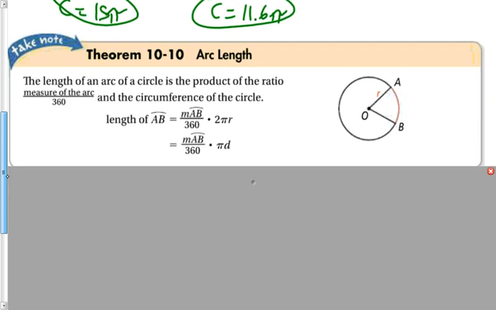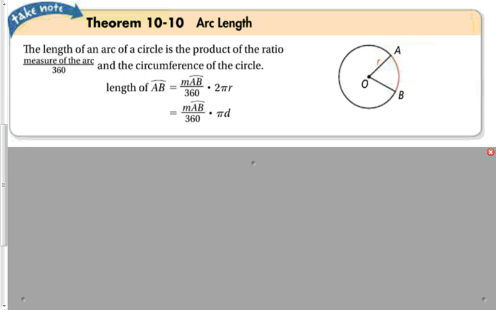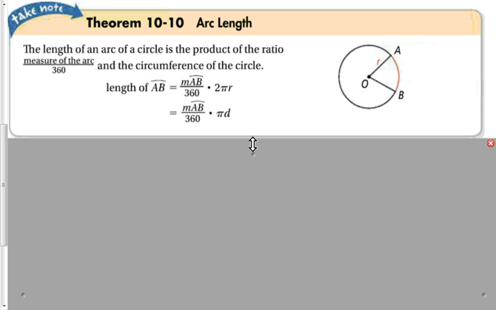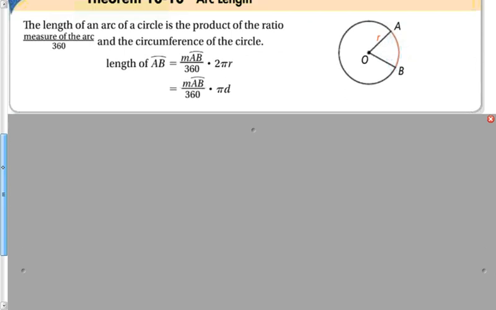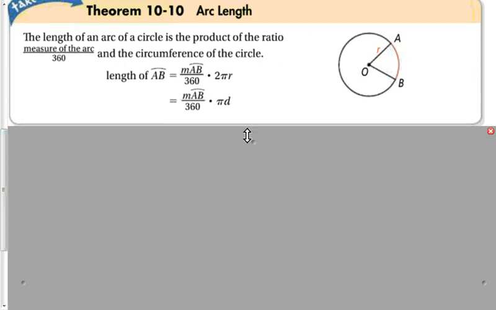Now, if you're trying to find the measure of an arc, you're going to actually use the circumference. The measure of an arc is not supposed to be something that's challenging. Just think about it as you're taking a chunk of the circumference. Whatever fraction of the whole circle you're taking, you'd be taking that fraction of the circumference. So the theorem says the length of an arc of a circle is the product of the ratio measure of the arc over 360, so the fraction of the arc, and the circumference of the circle. So we're still finding circumference, we're just multiplying it by whatever fraction of the circle we have.